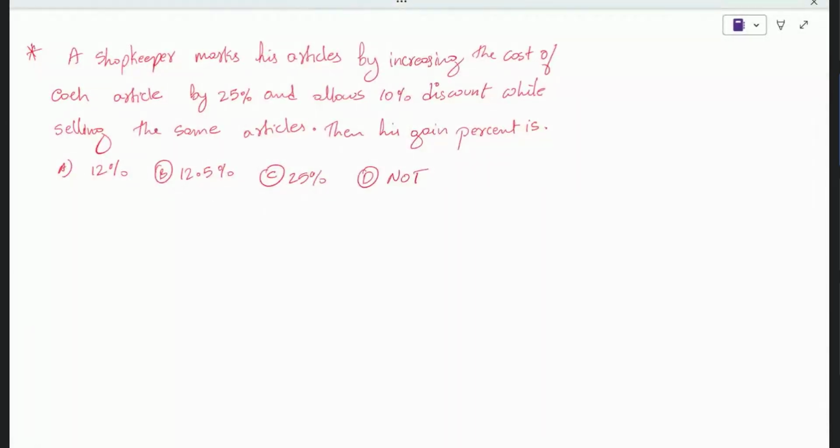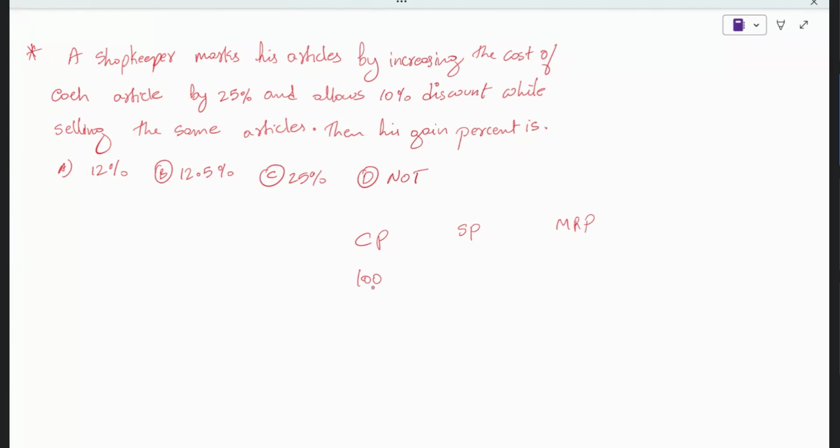A shopkeeper marks his articles by increasing the cost of each article by 25%. This is logical, right? In the market you see the MRP, and we try to negotiate it. Whatever price we negotiate, that's the selling price. So according to the question, he marks his article up by 25%.